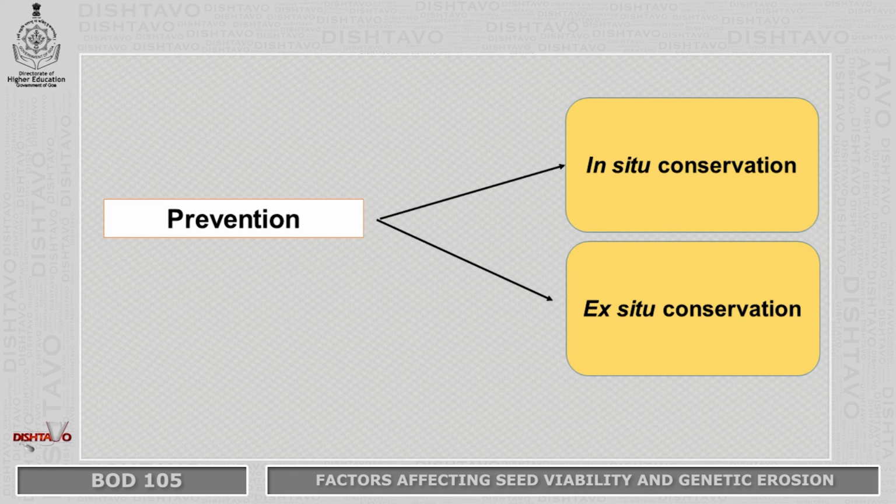While ex situ conservation is if you know a particular species is on the verge of extinction, you can create the natural conditions and you can grow that plant or you can allow that particular species to breed. So eventually it will prevent its extinction.